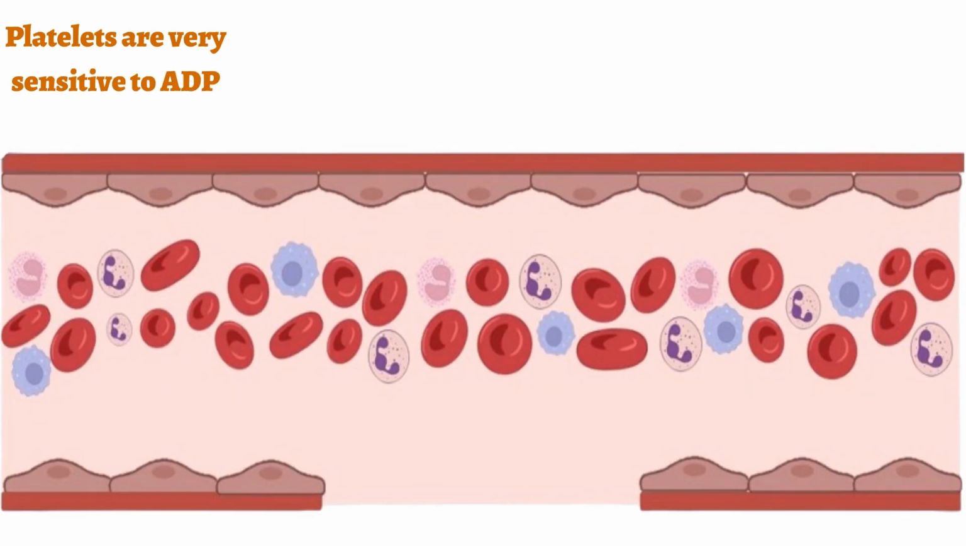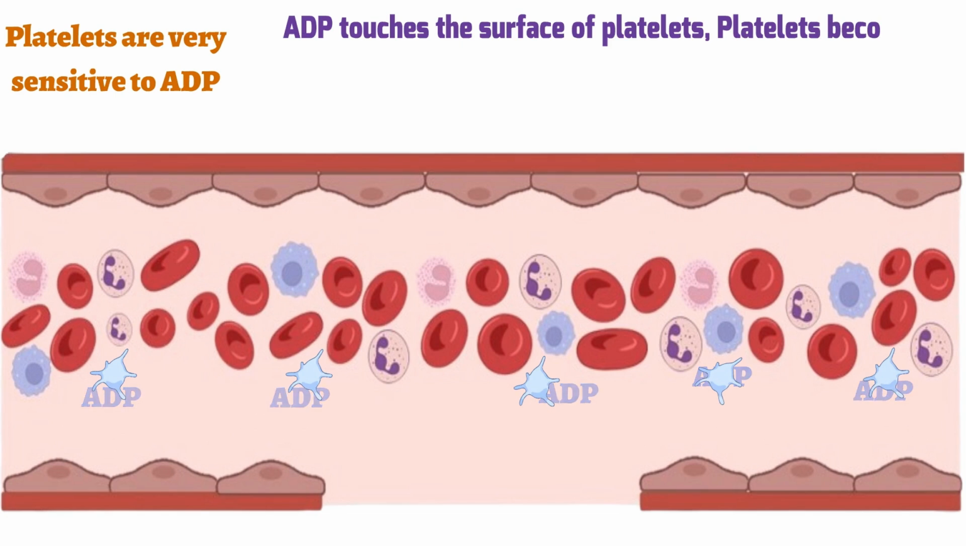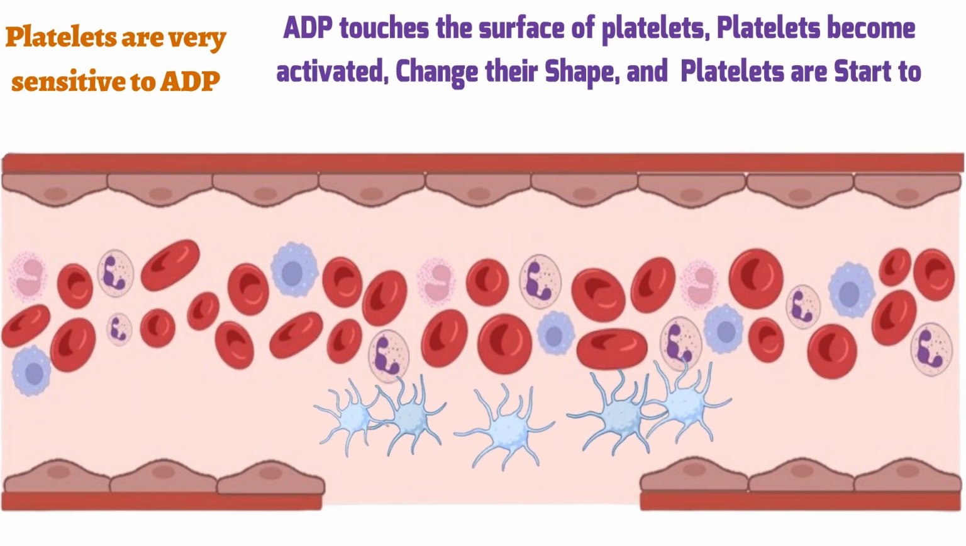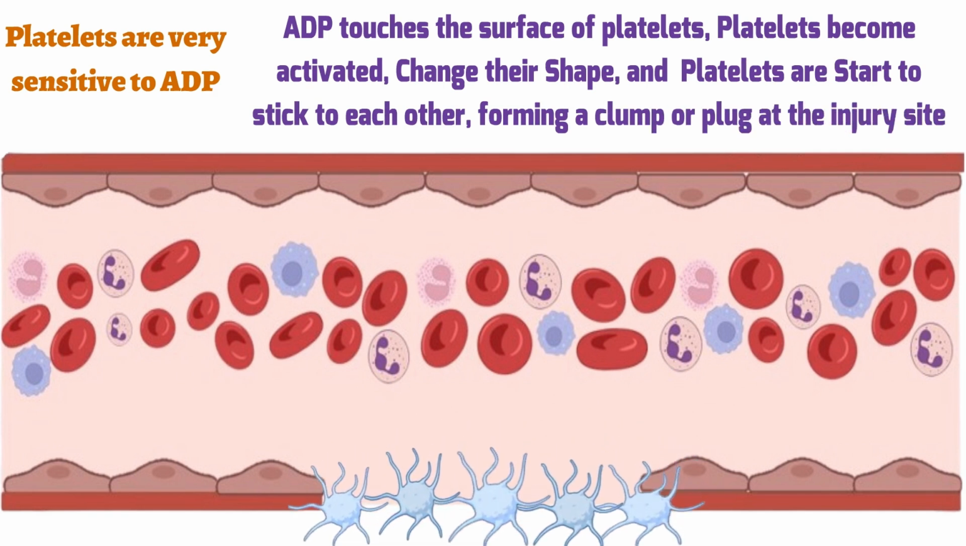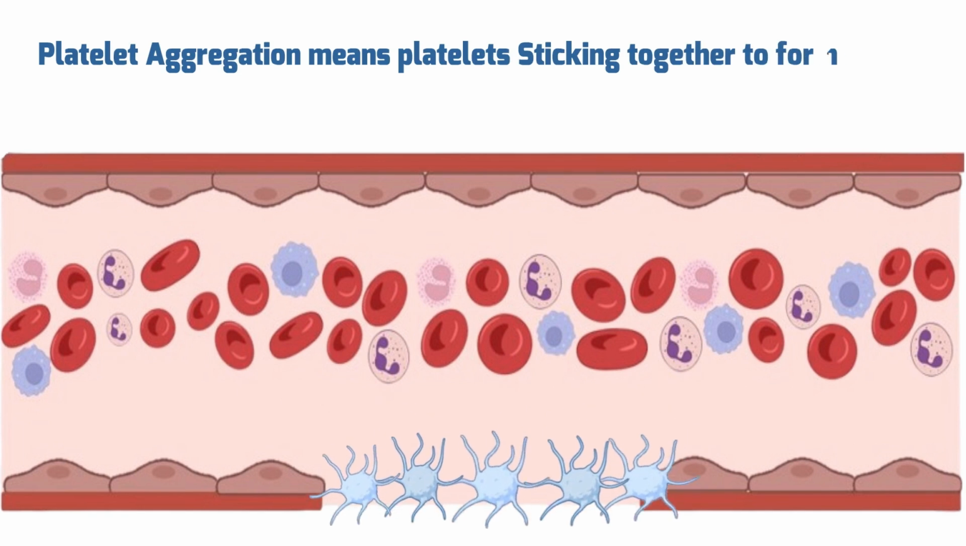That means as soon as an ADP molecule touches the surface of platelets, platelets become activated, change their shape, and start to stick to each other and form a clump or plug at the injured site. Platelet aggregation means platelets sticking together to form a plug.